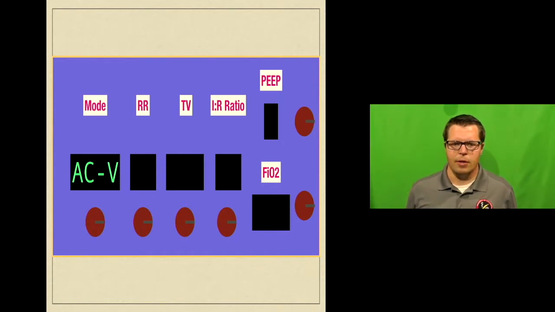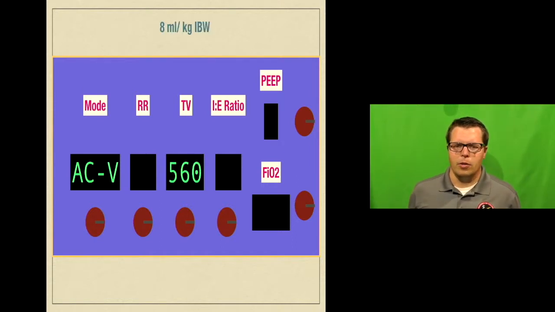So AC volume, about that volume, we're going to pick a tidal volume of 6 to 8 mLs per kilogram ideal body weight. You can go ahead and pick 8 to start off with. So if they've got a 70 kilogram person, 7 times 8 is 56, add a 0 for the 70, and you end up with 560 mLs of tidal volume.